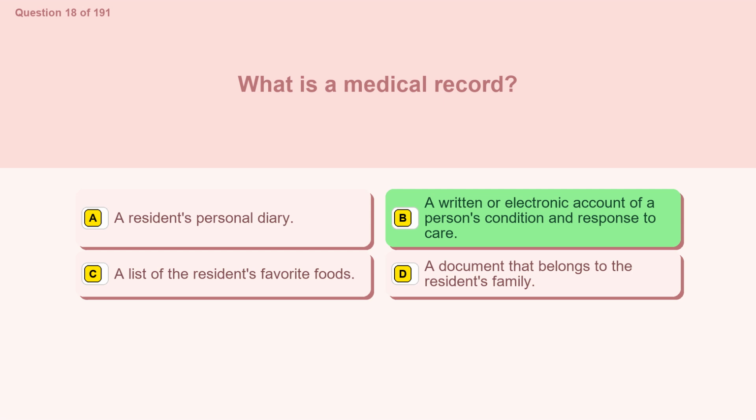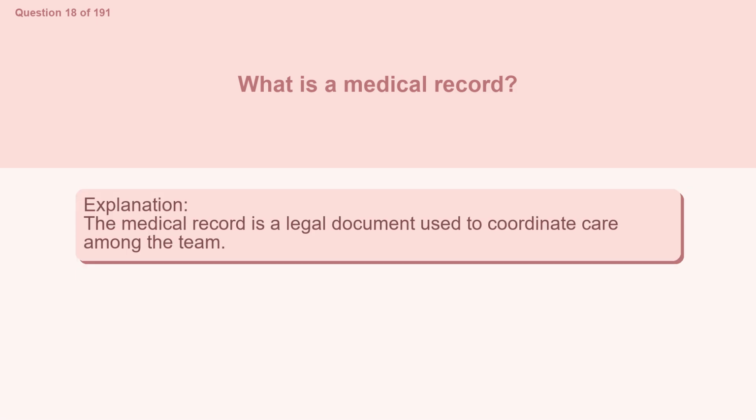The correct answer is option B. A written or electronic account of a person's condition and response to care. The medical record is a legal document used to coordinate care among the team.